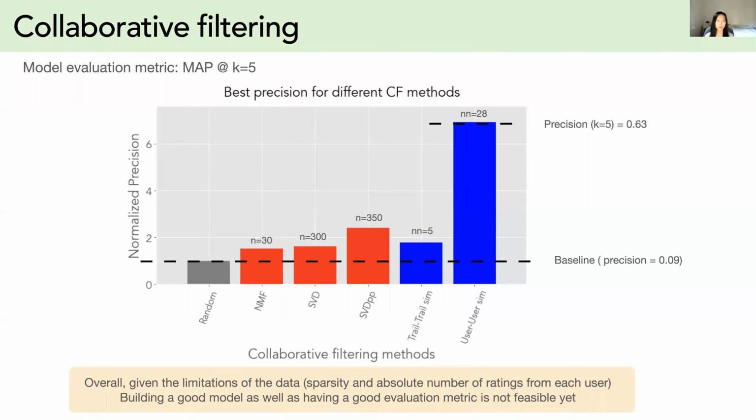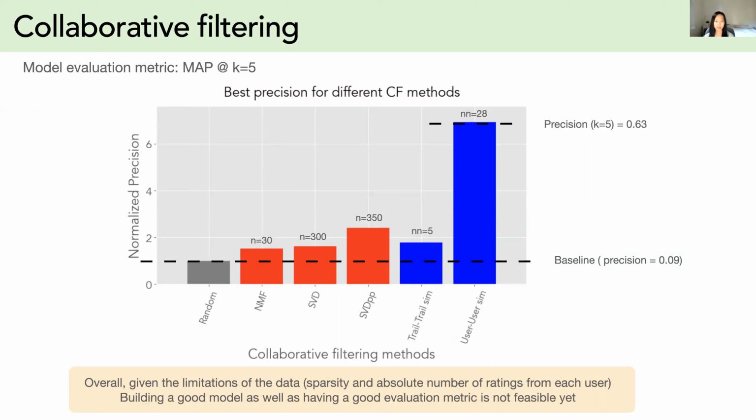So for collaborative filtering, the model was evaluated at mean average precision at 5 recommendations. The random baseline model was giving random recommendations, and compared to the baseline, matrix factorization models did slightly better, and the user similarity model did about 6 times better than the baseline model.